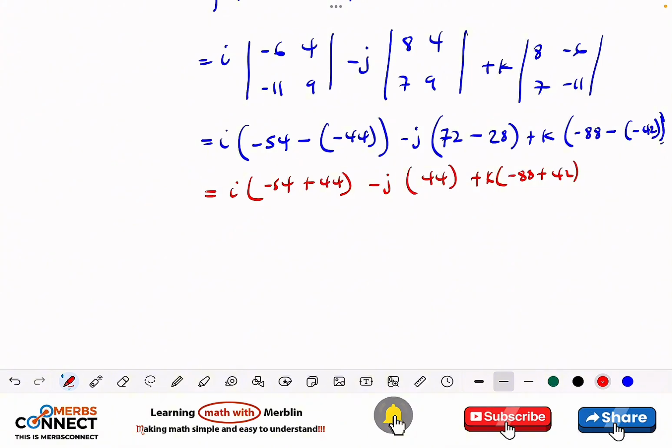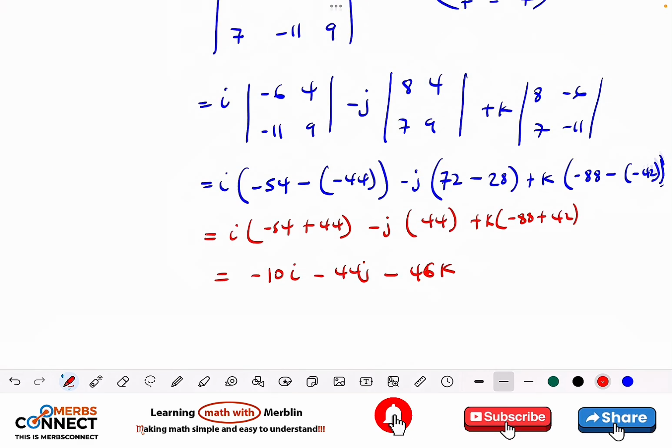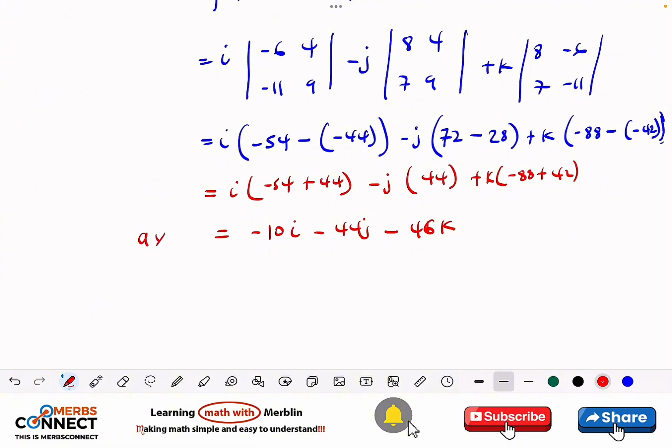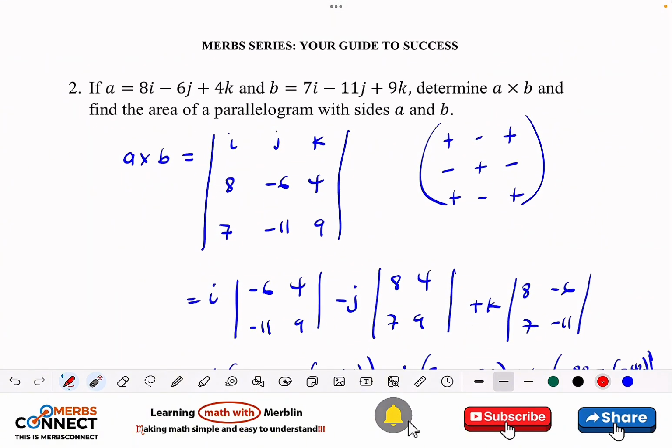So finally, when I add this together, I'm going to have minus 10I minus 44J. And then when I add this one, I'm going to have, I think, 46. Yeah, so minus 46K. So this is A cross B. That's what the question was asking us for, A cross B.